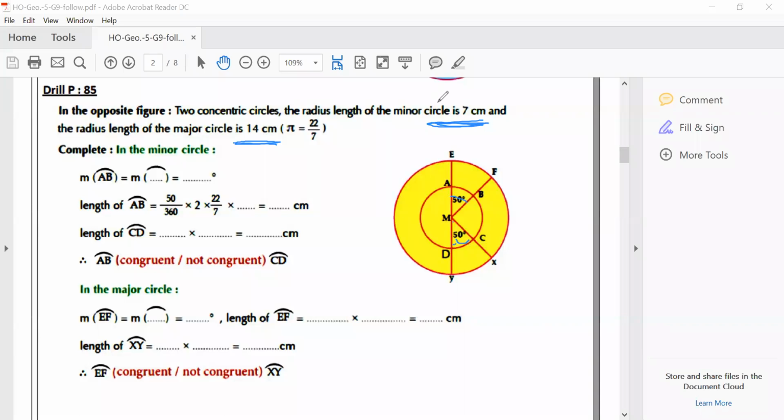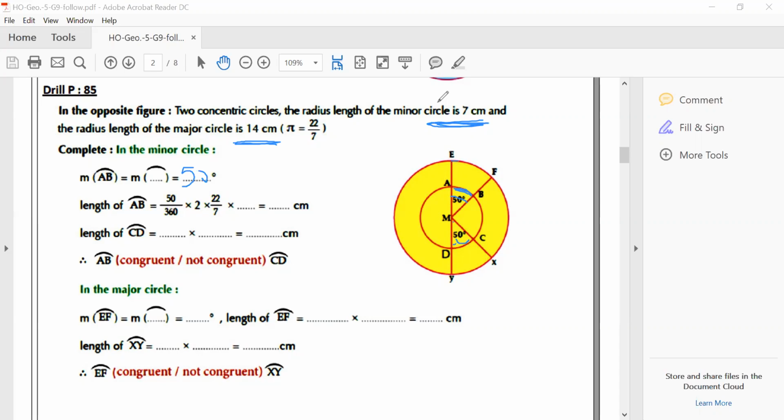Measure of arc AB. I'm talking about the minor circle. Equal which arc? 50. It is equal 50, right? Which other arc equal to 50, Lamis? EF. Yes, EF will be 50.